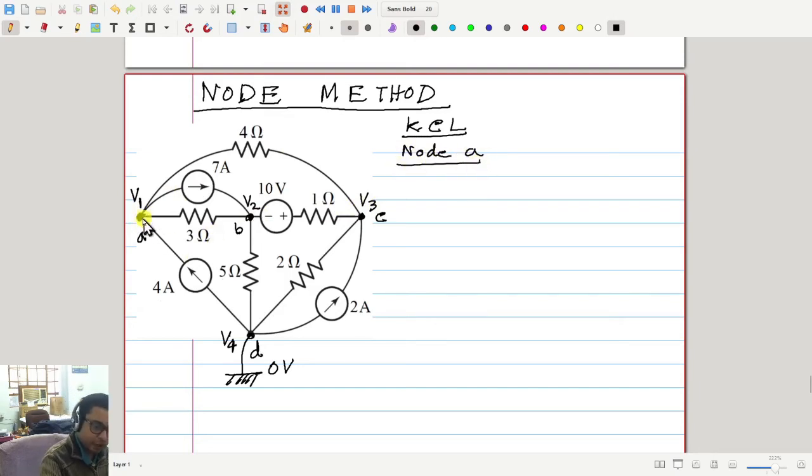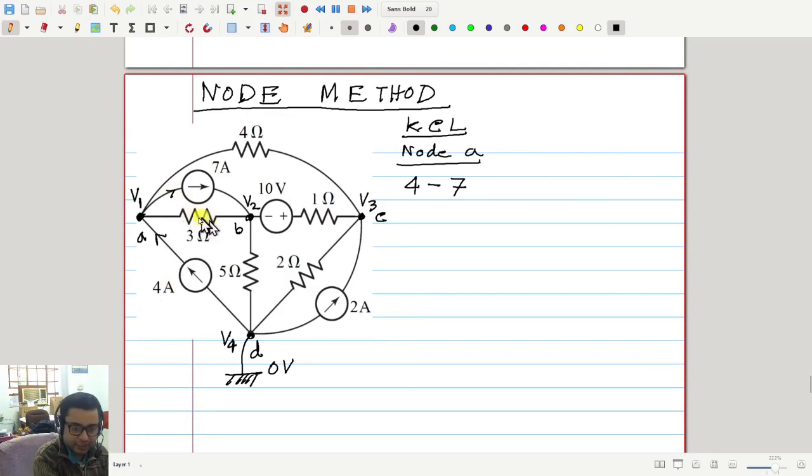Then let me find out how much is the total current entering this node. Here you see there is a 4 ampere current entering, plus 4 ampere, then 7 ampere current going out, so I write minus 7 ampere going out. So here we have 4 ampere, here 7 ampere going out. Now consider this branch of 3 ohm.